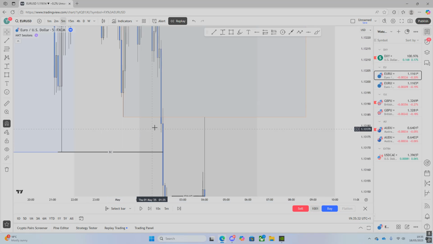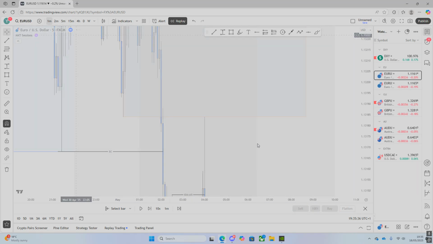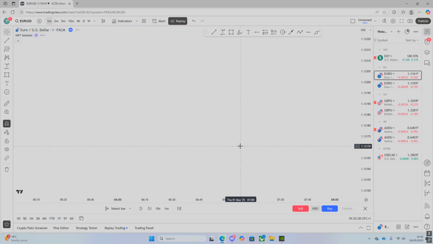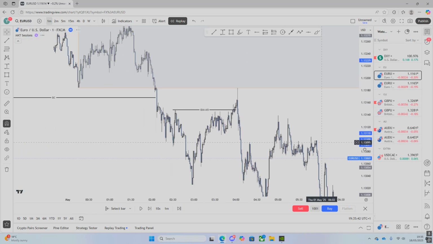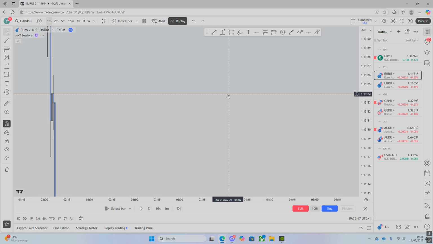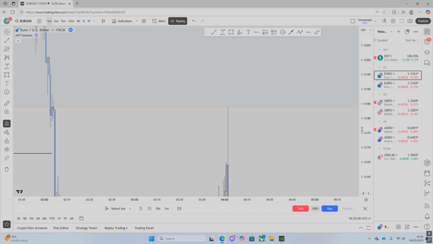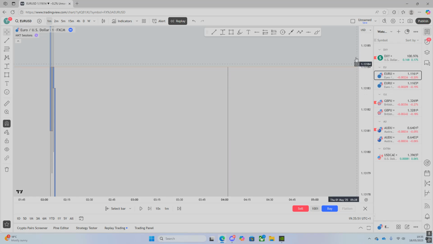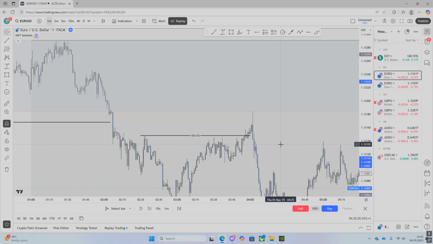Order flow. So yeah, it tapped this. Okay, where are we? Yeah, I tapped this order flow. As you can see, it reacted off that. This is how powerful the strategy is. So yeah, it did tap it just about.